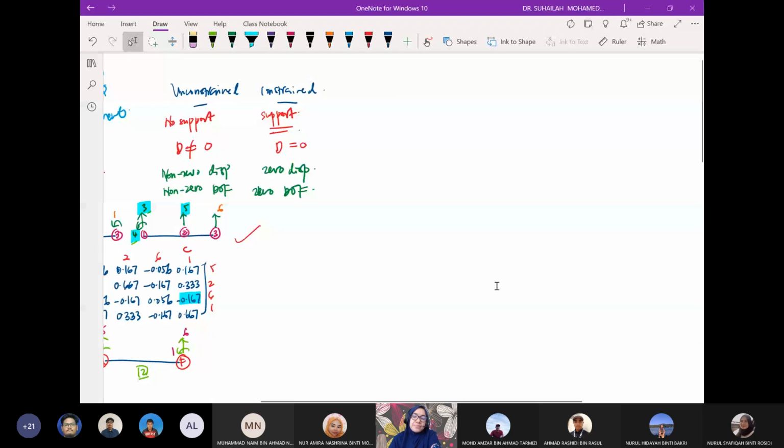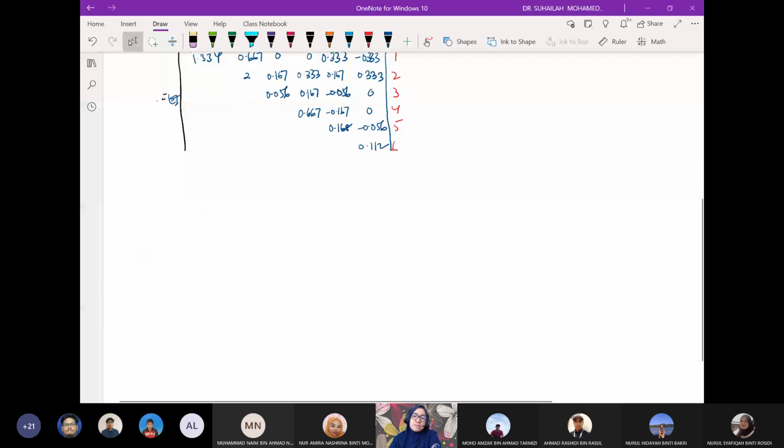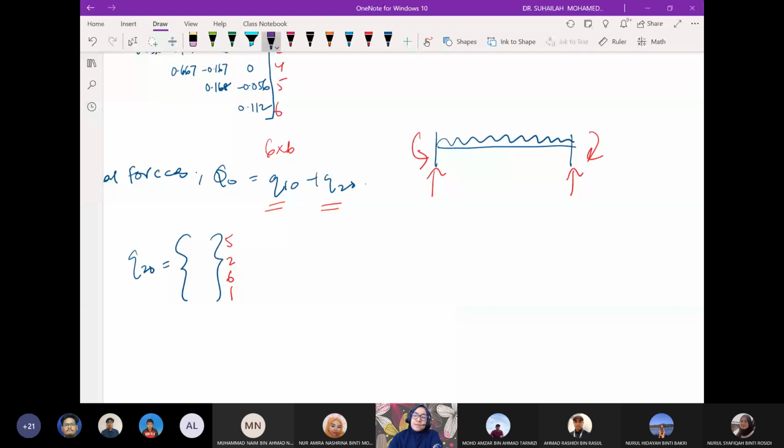20 dengan 6. Value dia 20 kilonewton per meter, length dia 6 meter. Okay, using formula, formula ni very common lah, WL squared over 12 dengan WL over 2. Dia ada 2 yang very familiar, UDL dengan point load. Itu very familiar formula, so I believe everyone can remember it easily. Okay, WL over 2 and WL squared over 12.